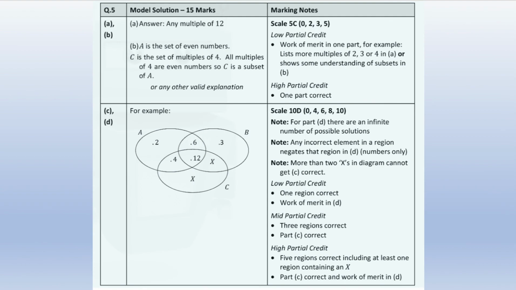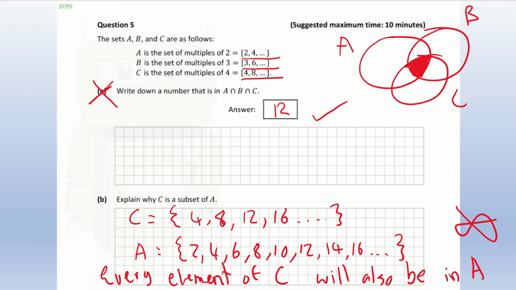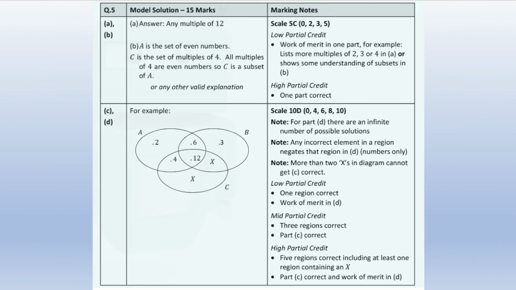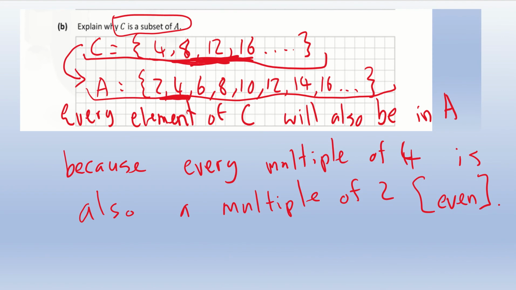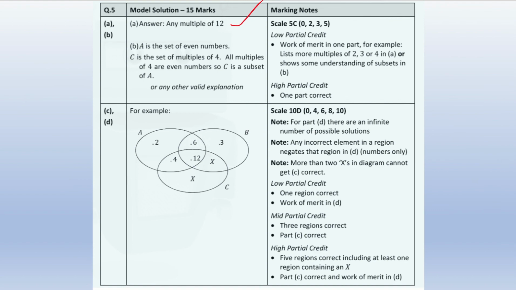The marking scheme was here. So for your A part, that was this question here. We had 12, and again, we could have had any multiple of 12 there. And for our B part, A is a set of even numbers, C is a set of multiples of 4. All multiples of 4 are even numbers, so C is a subset of A. That is basically what I've said here. And I probably used about as many words as I have there as well. So any other valid explanation is fine.